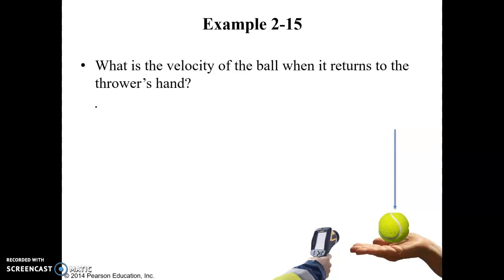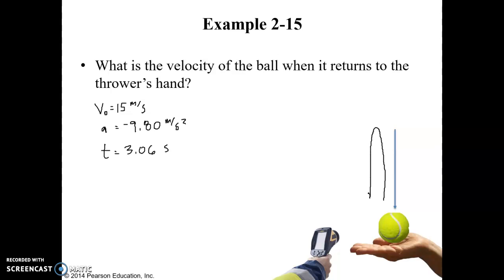So we know that we have an initial velocity of 15 meters per second. We have an acceleration pulling the ball down of 9.80 meters per second squared. We previously calculated that the time it spends in the air is 3.06 seconds. That's how long it takes to go all the way up and back down. That's the total time. So we want to know what the final velocity is.